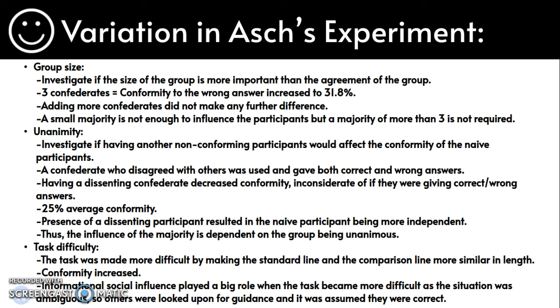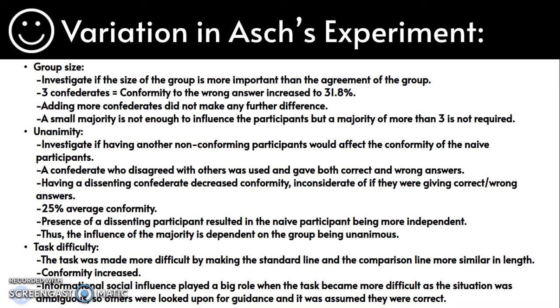Secondly, unanimity. We want to investigate if having another non-conforming participant would affect the conformity of the naive participant. A Confederate who disagreed with others was used and gave both right and wrong answers. Having a dissenting Confederate decreased conformity, irrespective of if they were giving the right or wrong answers. The average conformity was 25%. The presence of a dissenting participant meant that the naive participants were more independent, and so the influence of the majority is dependent on the group being unanimous.